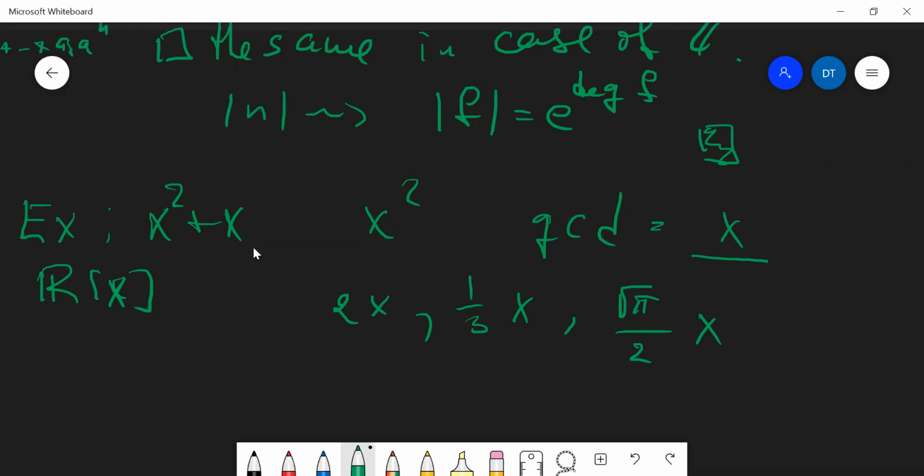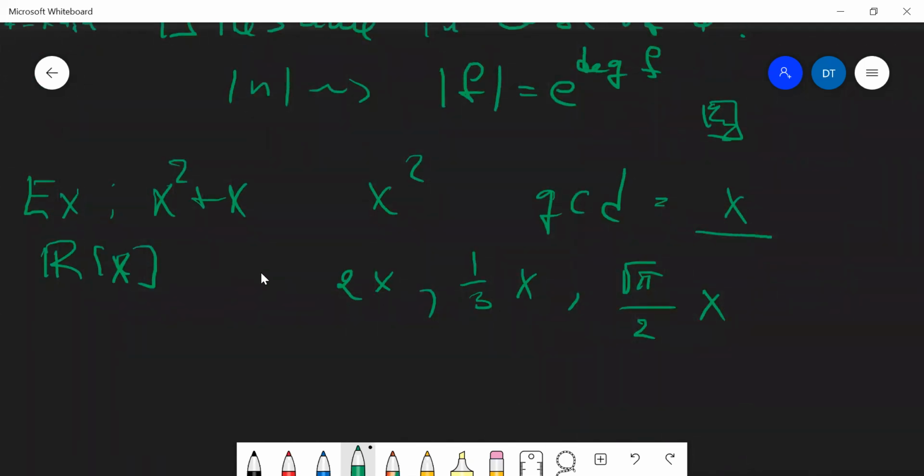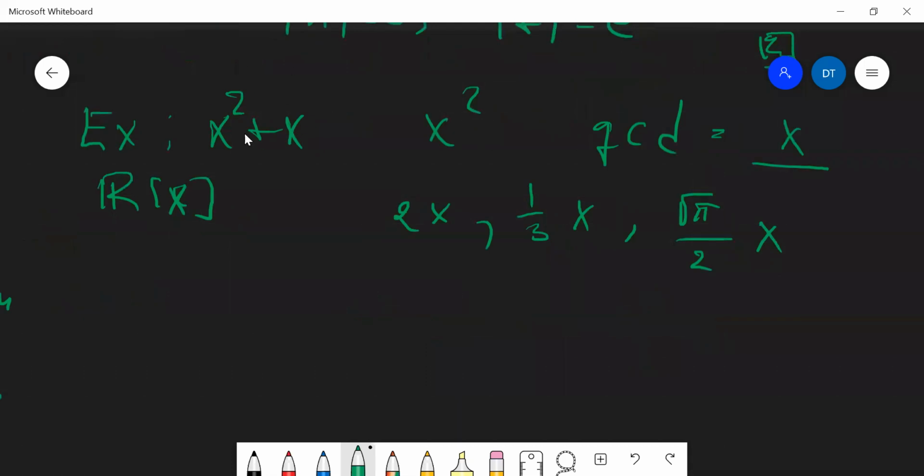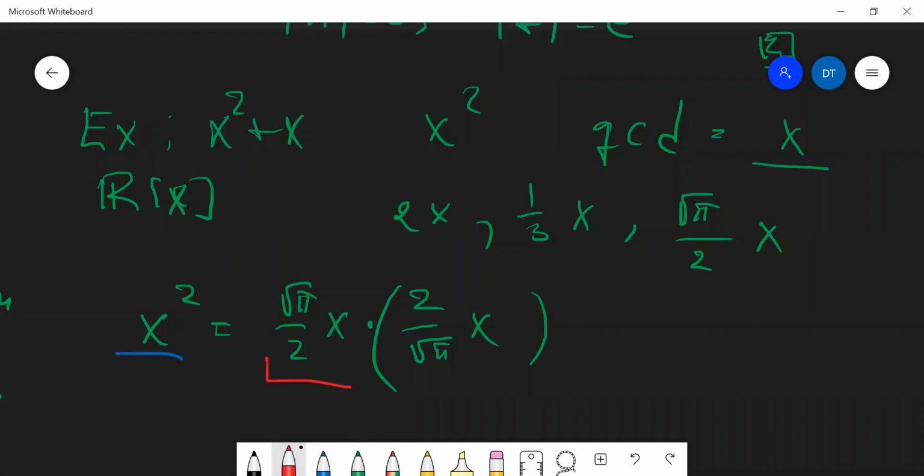Because if x divides this and this, then 2x also divides both of them, and this thing divides this, and this thing divides this. What's the definition of the word divides? The word divides means that this polynomial is presented as a product of this polynomial and some other polynomial. For example, x squared equals square root of pi over 2 x times 2 over square root of pi x. So we presented this polynomial as a product of two polynomials, this and this.